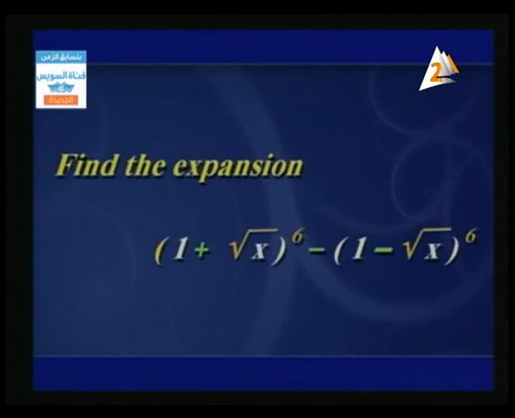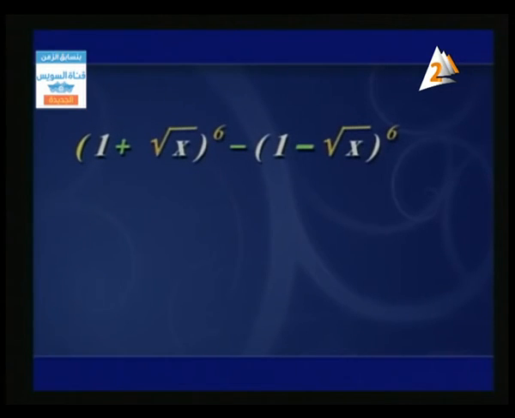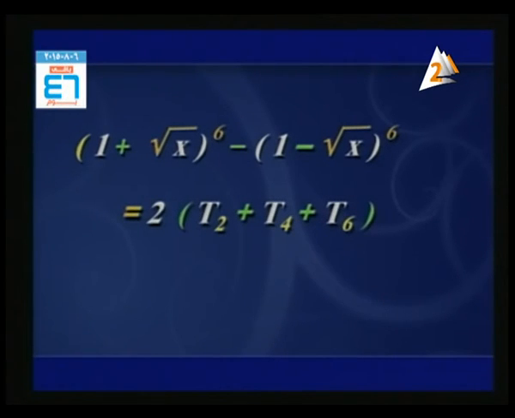Now let's go to another example. Find the expansion of (1 + √x)^6 − (1 − √x)^6. Solution. (1 + √x)^6 − (1 − √x)^6 equals twice the even terms: T2, T4, T6.